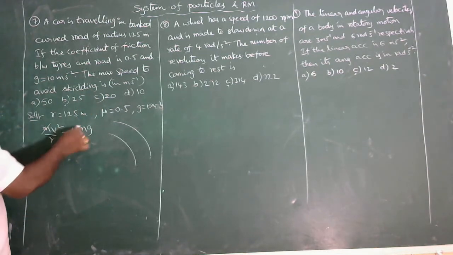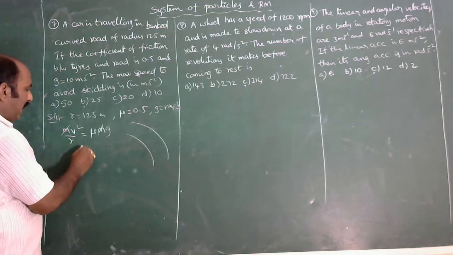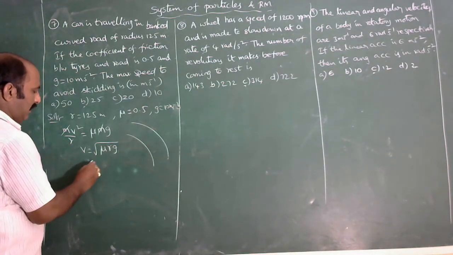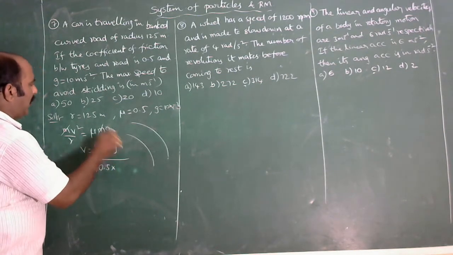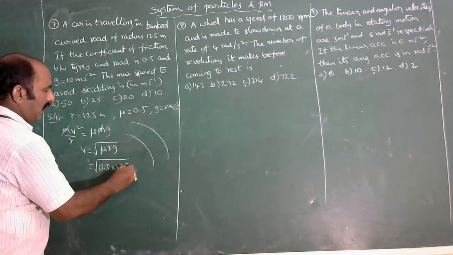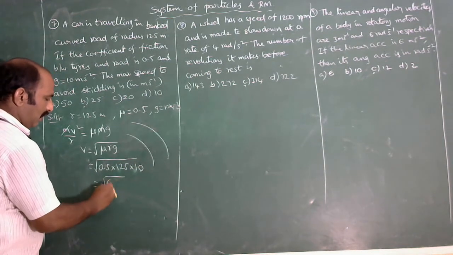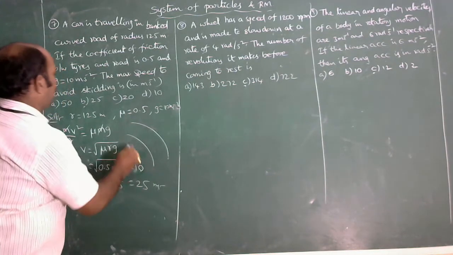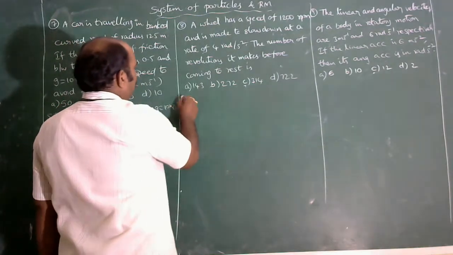Now from this, m gets cancelled. From this we write v is equal to under root of mu r g. Now under root of mu value 0.5, radius r is 125 and g value is 10. From this we write root of 625 is equal to 25 meter per second. Option B is correct. Now see another one.